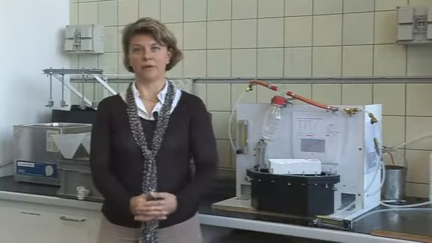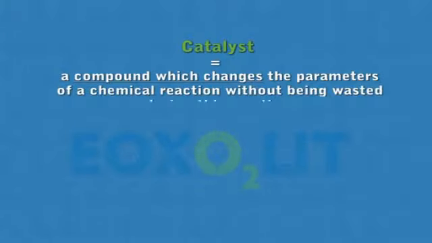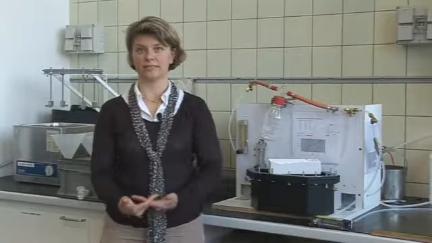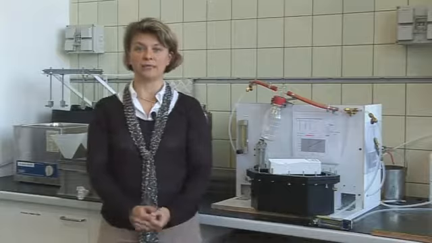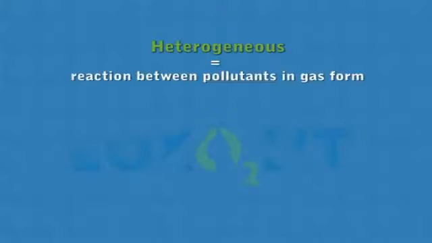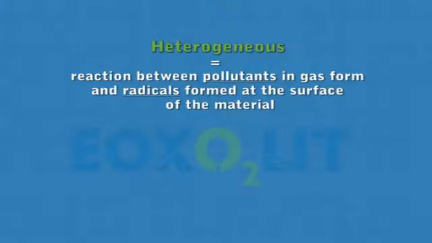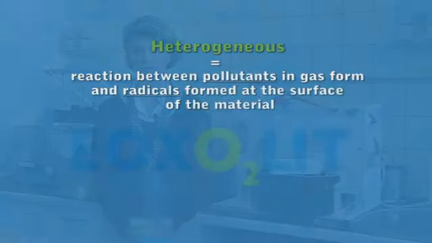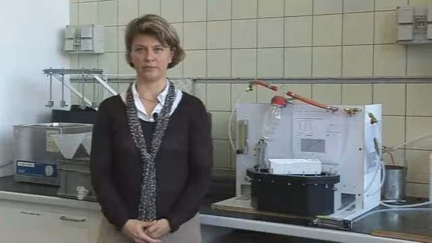Catalyst means that there is something present at the surface which starts the reaction, but which will not take part in the reaction, which will not be consumed by the reaction. This is important because it will stay on the surface and it will stay active in time. Heterogeneous means that there is a gas phase which will come to the surface, a pollutant in a gas form, will react with the surface, it will depollute, it will oxidize to less pollutant materials.